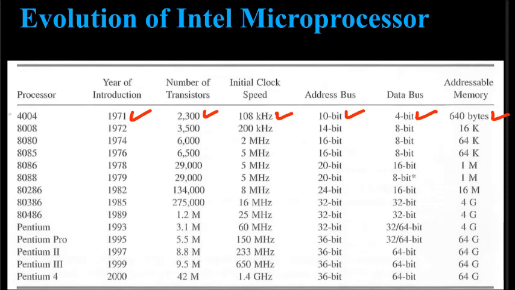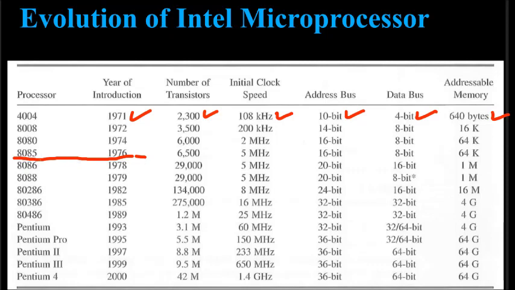So as we compare from 1971 to 2000, in just a span of 29 years, the speed of the system, the number of transistors inside the system, the address bus, the data bus, there was a tremendous change. So let us see the first one. Let us see this 8085. Let's consider 8085 because we'll be studying 8085.